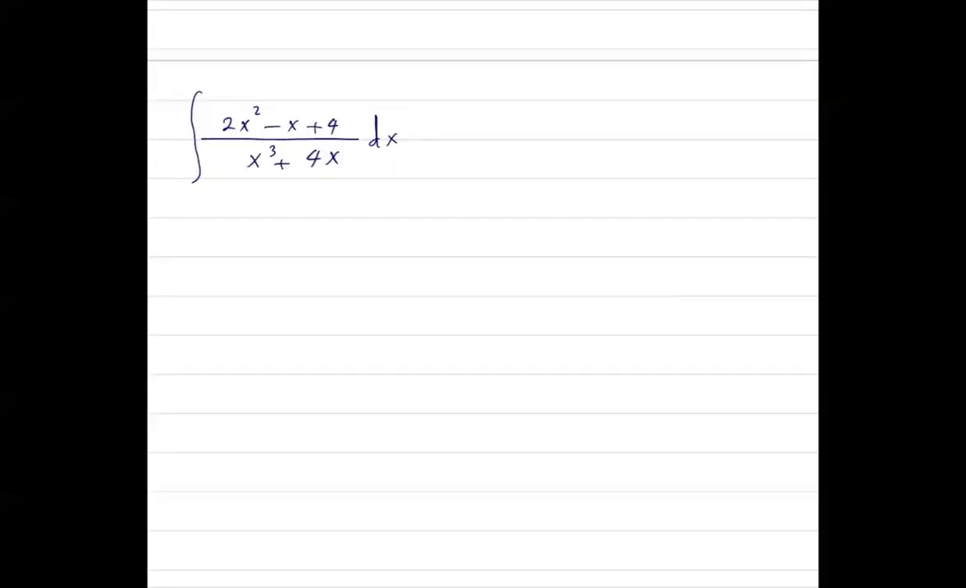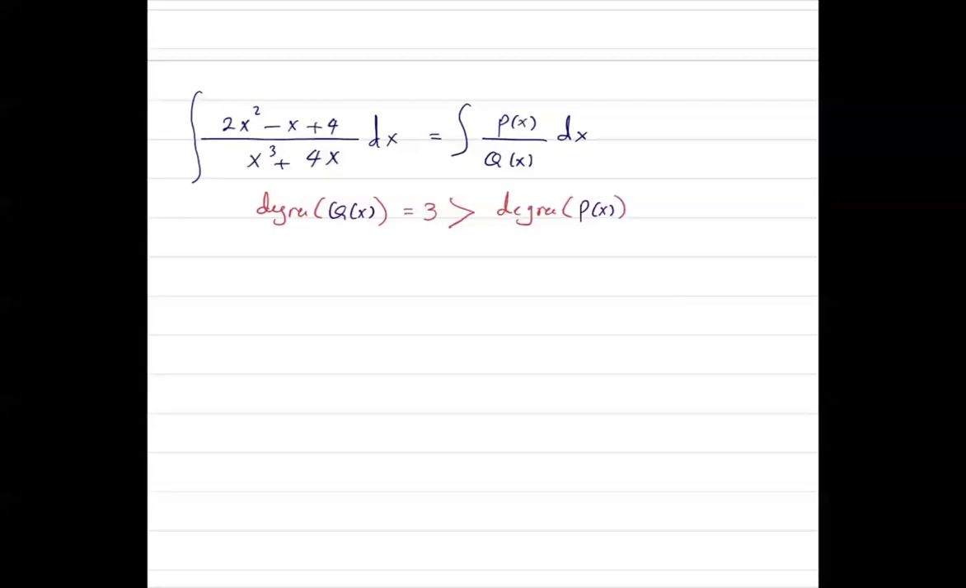Suppose we want to take the integral of this rational expression. First of all, this is equal to the integral of p(x) divided by q(x) with respect to x. Since the degree of the denominator is 3 and it is more than the degree of the numerator, p(x), you don't have to do any long division. If they have the same power or larger power, then you have to do long division first.